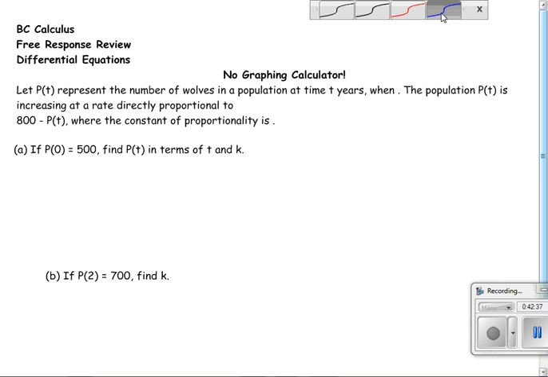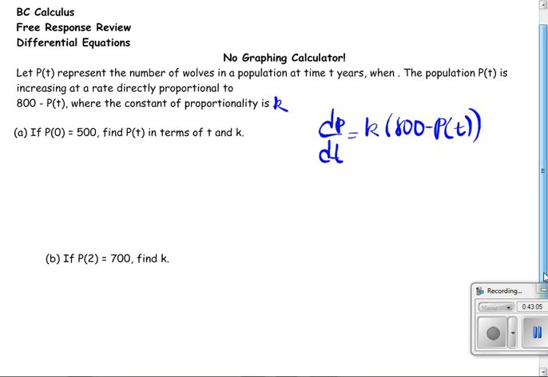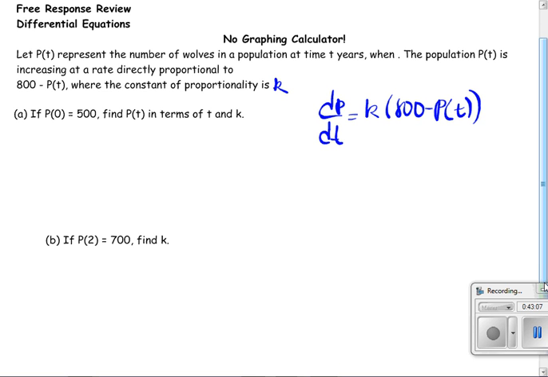Okay, let P represent the number of wolves. The population is increasing at a rate directly proportional to. So dP/dt is K times 800 minus P of T. Yeah, I think that's what they want. You should recognize it's PERT. Remember, leave the K here, separate your variables. So dP is equal to K times 800 minus P, just to make life easy, dt.